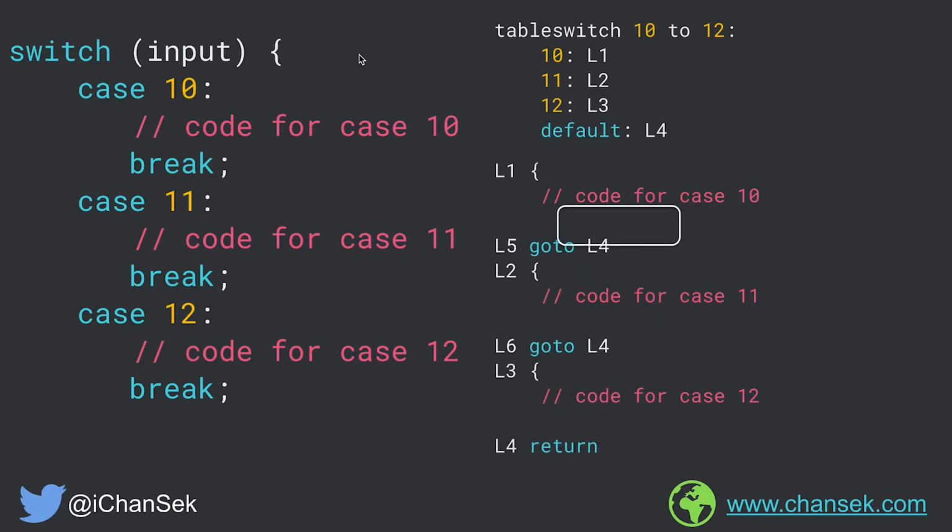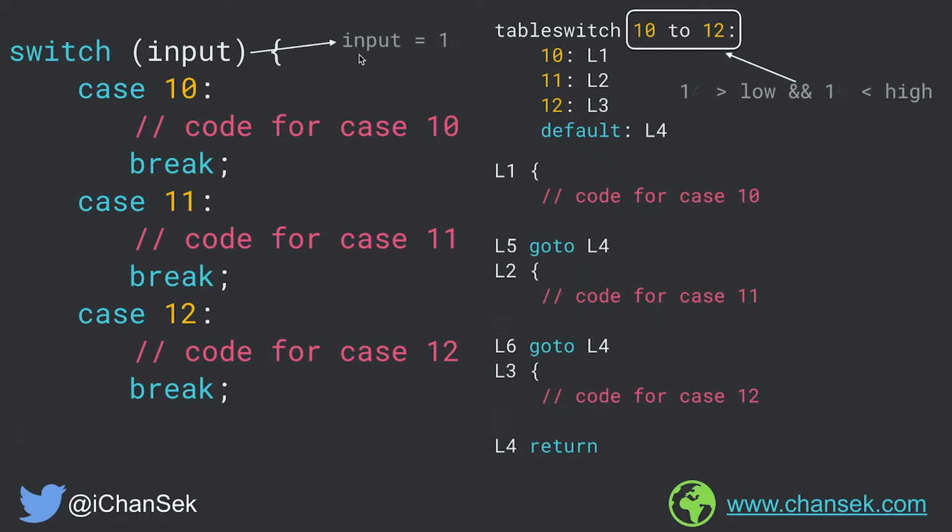Now let's take another example, and in this example the input value is 11 instead of 14, and the JVM checks whether the input value, which is 11 in this example, is in the range or not.